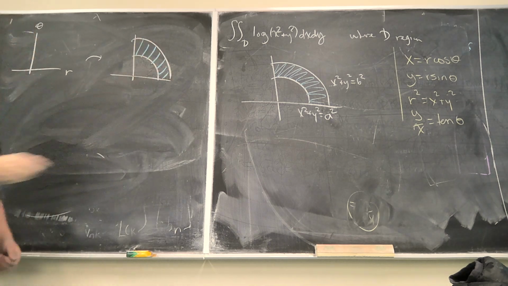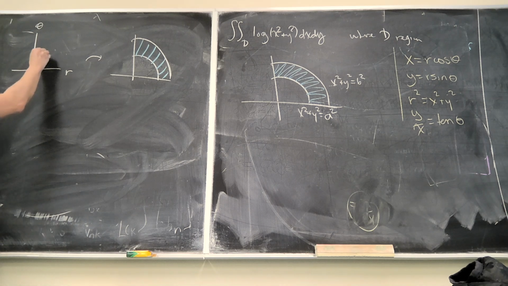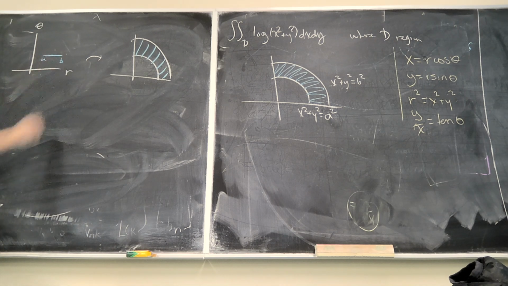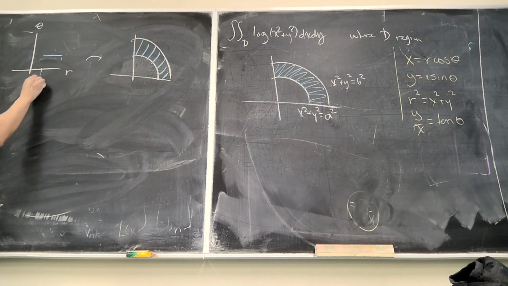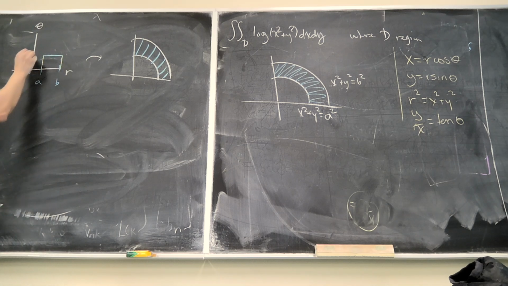So this is easy if you just follow your nose, but I want you to think about what is the actual rectangle over here that maps to that change of variables. R goes from where to where? A to B. Okay. So from A to B. Theta between? Oh, I guess I should have written that over here. There's A, there's B, and 0 to pi over 2.